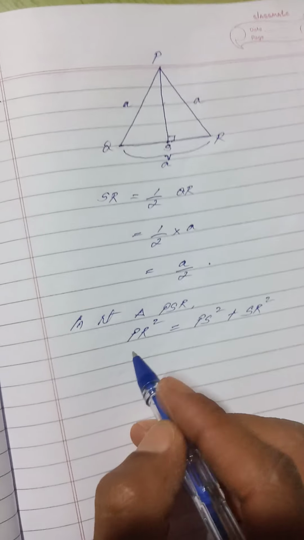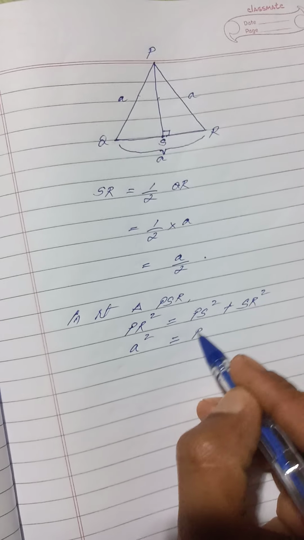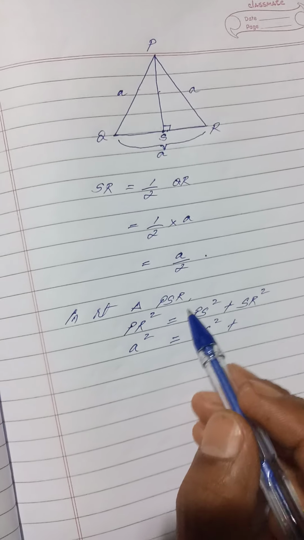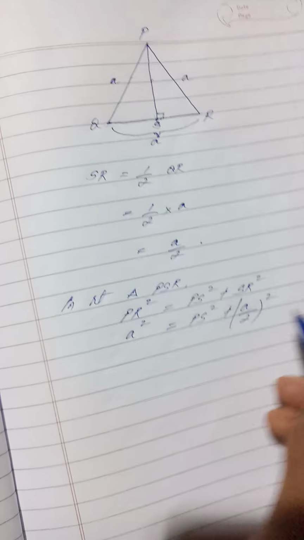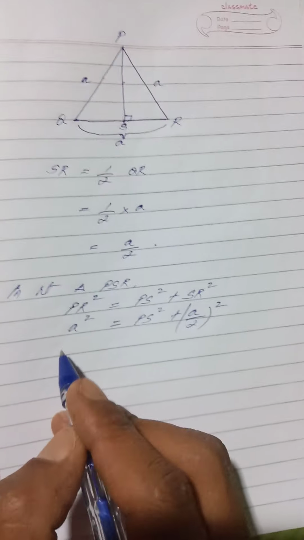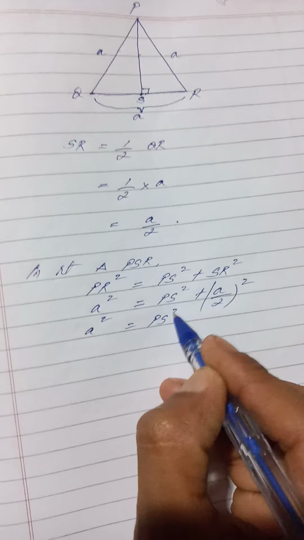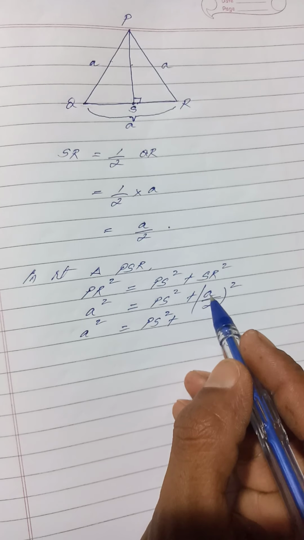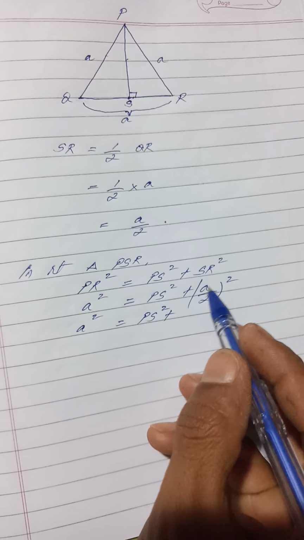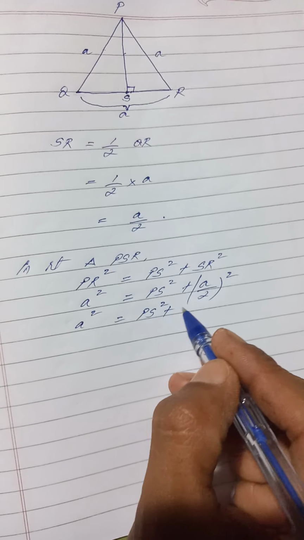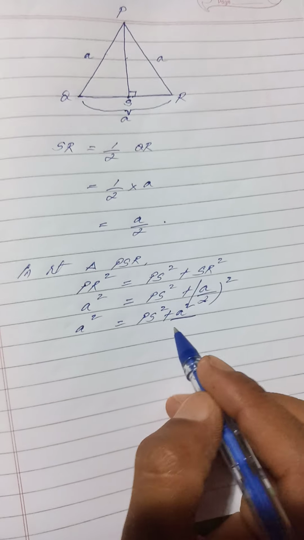So PR is a square. Then PS we don't know, we have to calculate PS. SR is a by 2 whole square. Don't forget to write the square. And then a square equals PS square plus this. The whole square means both a and 2 carry the square. So a square, and 2 square is 4.